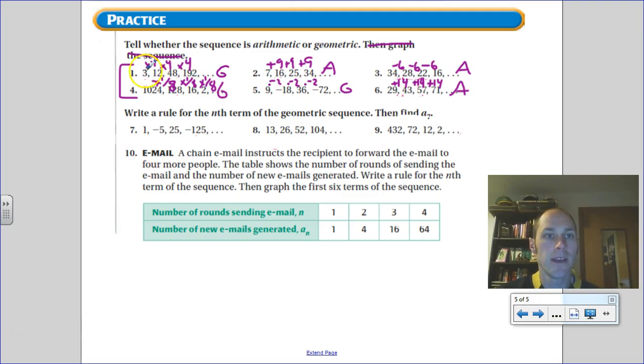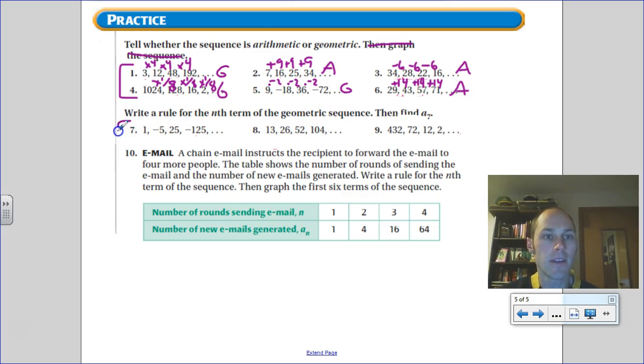Alright, so as we can see, the first one is geometric because we're multiplying by 4 each time. Number 2 is arithmetic, we're adding 9. 3 is also arithmetic, adding -6 each time. 4 is geometric, multiplying by an eighth. 5 is geometric, multiplying by -2. Notice they alternate between positive and negative. And number 6, adding 14, so that would be arithmetic.